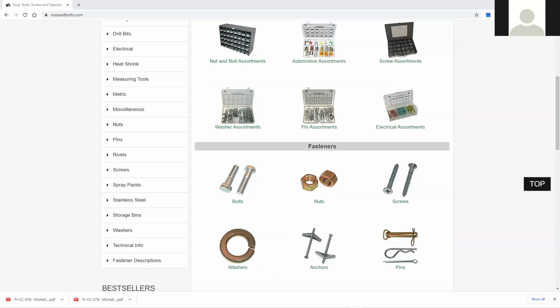All right. So we have to go through more locking devices and so on, like screws and so on. All right.